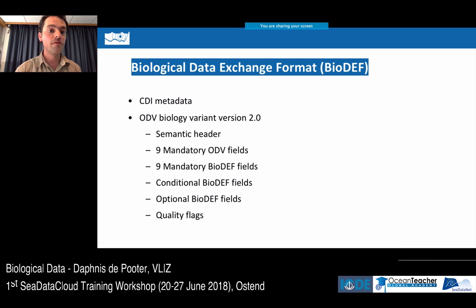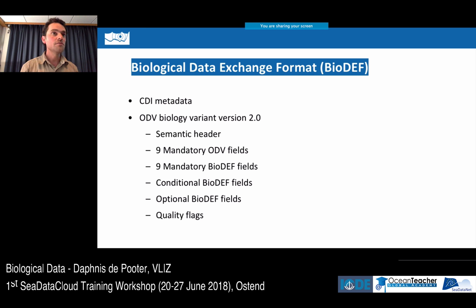So the format consists of CDI metadata, as is mandatory for ODV files. We're in the second version already of this ODV variant, and it contains the semantic header, as all other ODVs need. We also define the mandatory ODV fields, and we also defined mandatory BioDEF fields. If you're using the biological data format, then you need to provide those fields. There are also conditional BioDEF fields. In case of certain types of data, you will need these; if other types of data, you will need those other fields.